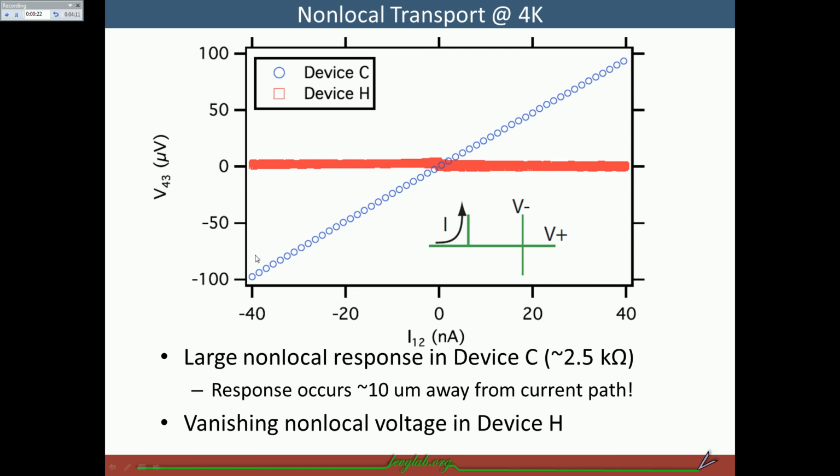And we found the linear dependence of the voltage and current in device C. And the resistance of non-local transport can get as high as 2.5 kilo ohms.